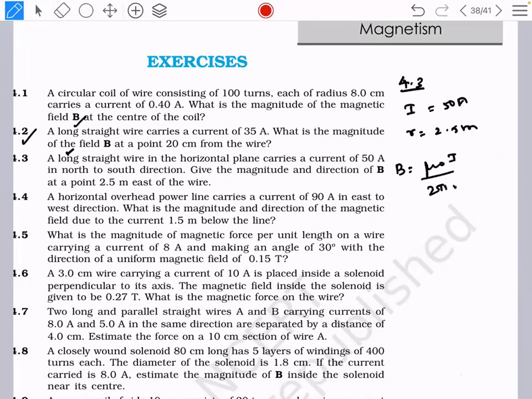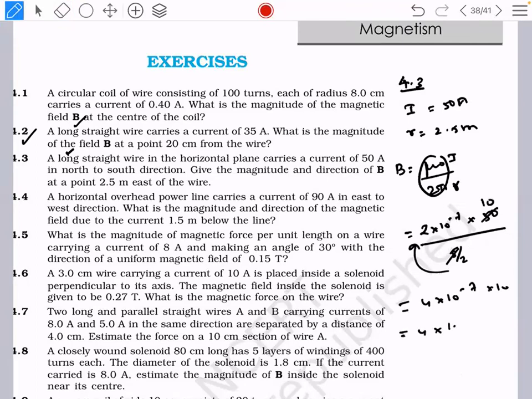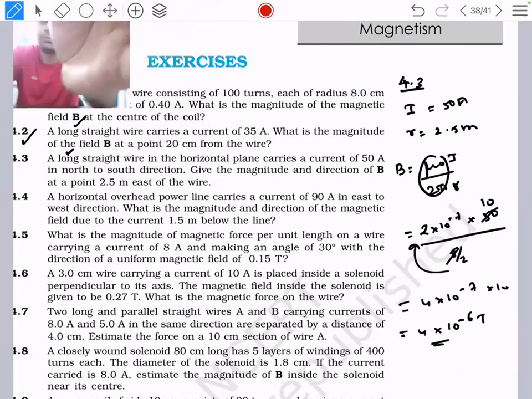Again, mu naught by 2 pi is going to be 2 into 10 power minus 7, into I which is 50, the whole divided by r. R is how much, guys? 2.5, that is 5 by 2 meter only, so no need to convert the units. So 5 will cancel, 2 will go up. 4 into 10 power minus 7 into 10, that is going to be 4 into 10 power minus 6 tesla. Did you people get this? Yes, sir. Okay. Now the important question is about the direction.